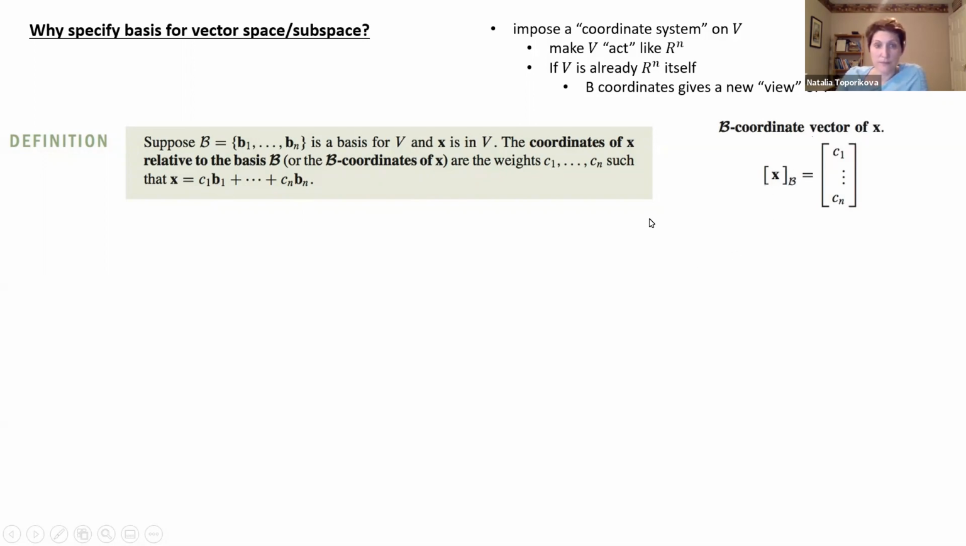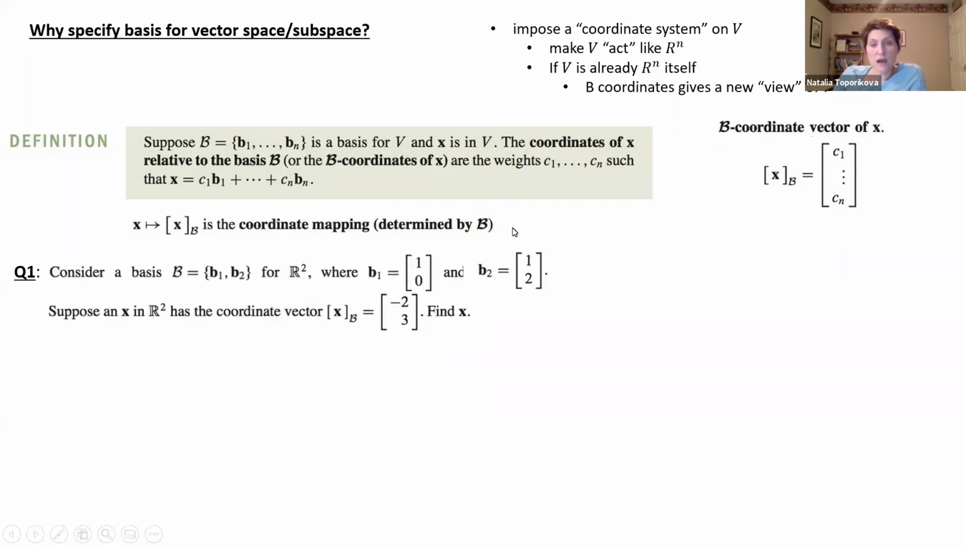Okay, another way to introduce coordinates is actually using a transformation. We can say that we're going from the vector x to the vector x in B-coordinates by the coordinate mapping, or the mapping determined by the vectors B. Let's see how that works, because it's probably slightly mysterious. Let's just go through an example and hopefully it will clear it up a little bit.